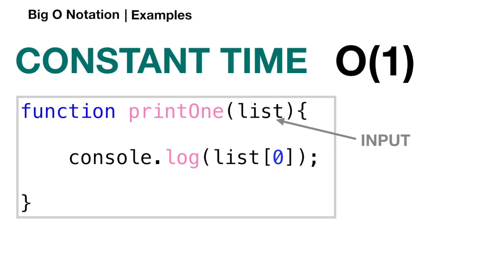The most efficient algorithmic complexity is constant time, or big O of 1. The function here takes a list of items and prints out only the first element, assuming that the list is not empty. There could be any number of items in the list, 1 or 100,000, it still would require only one step to print out the value. Hence, we say that this function's runtime is big O of 1 or constant time.